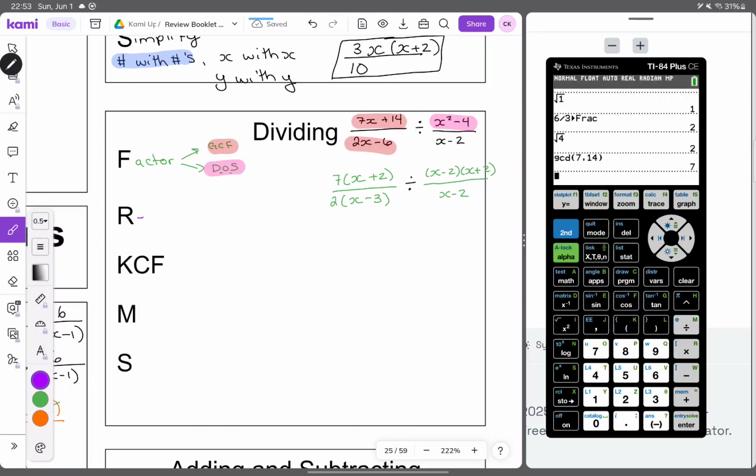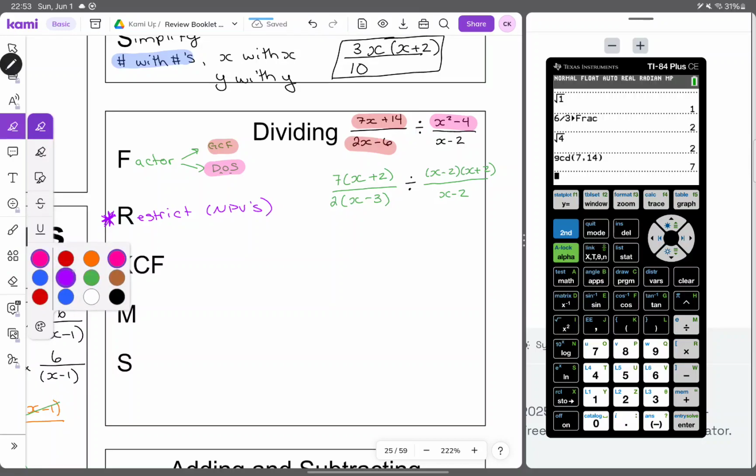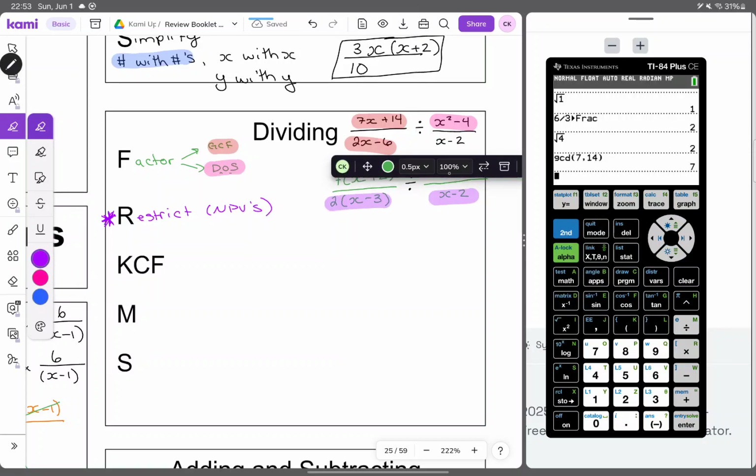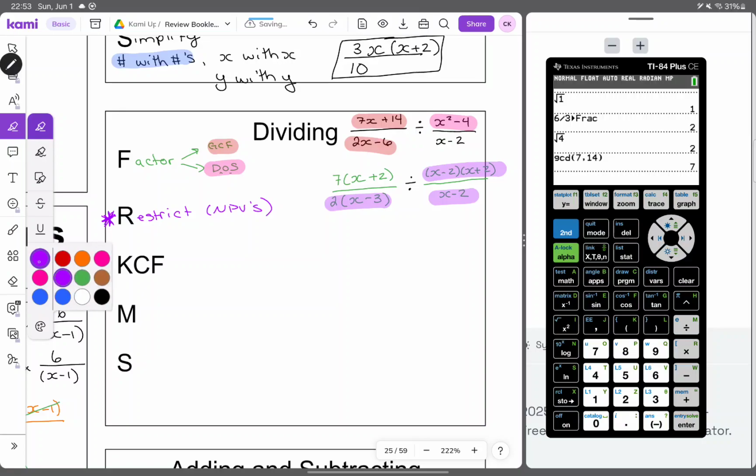All right, now we are going to restrict. We're going to find those NPVs. Dividing is special when it comes to your restrictions. You have 3 places that you need to look. We need to look at denominator, denominator, and numerator of the second fraction. We need to restrict all of these.